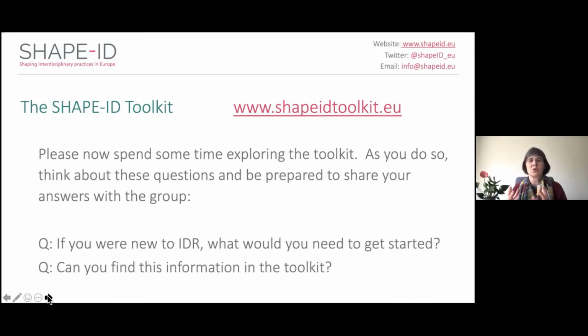If you are new to interdisciplinary research, what would you need to get you started? Now, some of you I know are quite well advanced in your PhD program. So what would you advise your former self when you were setting out right at the beginning? What did you really need to help you get started? And are you able to find any information in the toolkit that I've given you that might help with that question, or that information that you were looking for? While you're doing that, I'm very happy to continue the chat if people want to ask me specific questions.